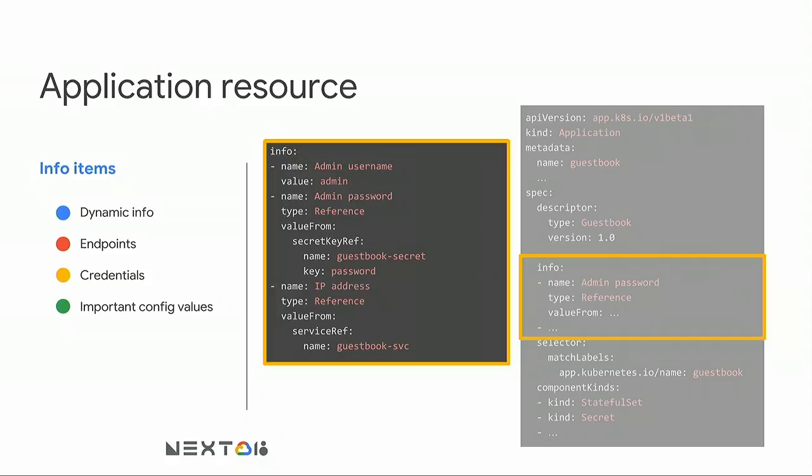Then we have info items. So info items are individual to a specific instance of the application. So this has things like the administrative password for the app, a reference to secrets, which is the same thing, IP addresses, credentials, endpoints, and other config values that are specific to an instance of the application.